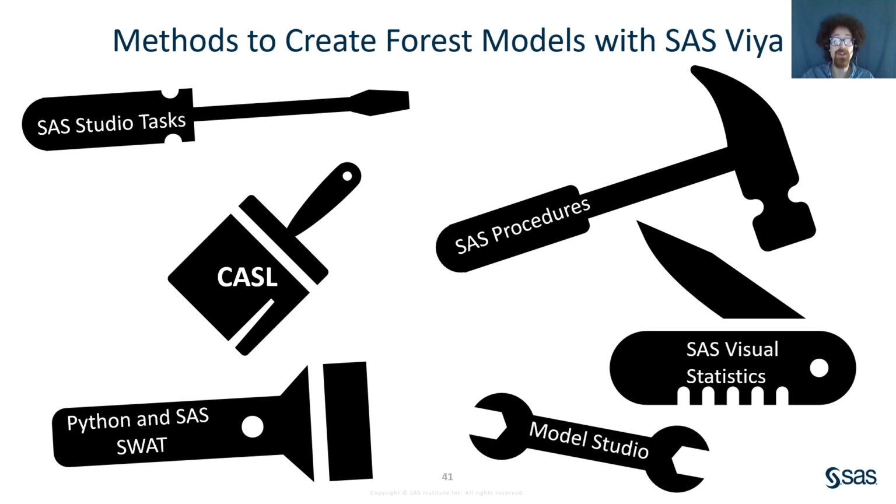So now we'll do some demonstrations on how to build ensemble forest models using each of these application interfaces listed here. These are basically the different tools that we'll be using to build our predictive models. We can use point-and-click tasks in SAS Studio, that's a graphical interface. We could use CASL programming language. Python and SAS SWAT, another programming language. We could use SAS procedures, which is sort of the old school SAS programming language. We could use SAS Visual Statistics, a graphical interface, or Model Studio, another graphical interface.